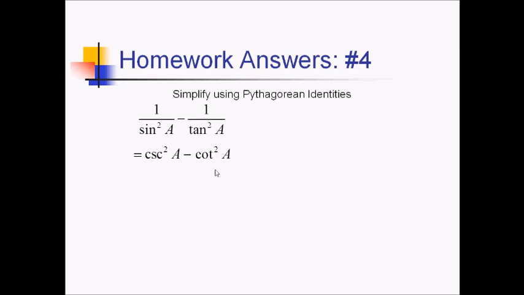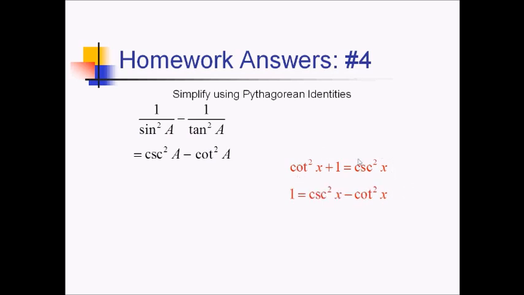Now the reason this is nice is because there is a Pythagorean identity that has both of these trig functions in it. That would be 1 plus cotan squared equals cosecant squared. So I can do a little bit of rearranging here to get this cosecant squared minus cotan squared pattern. To do that, I would have to subtract cotan squared from both sides in this identity.